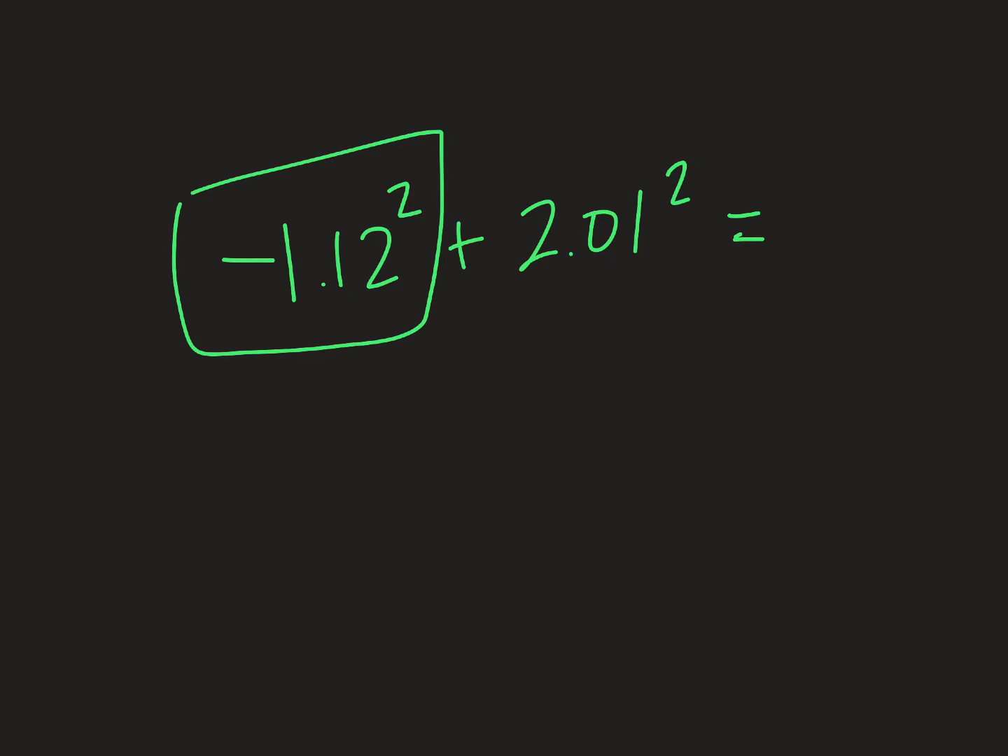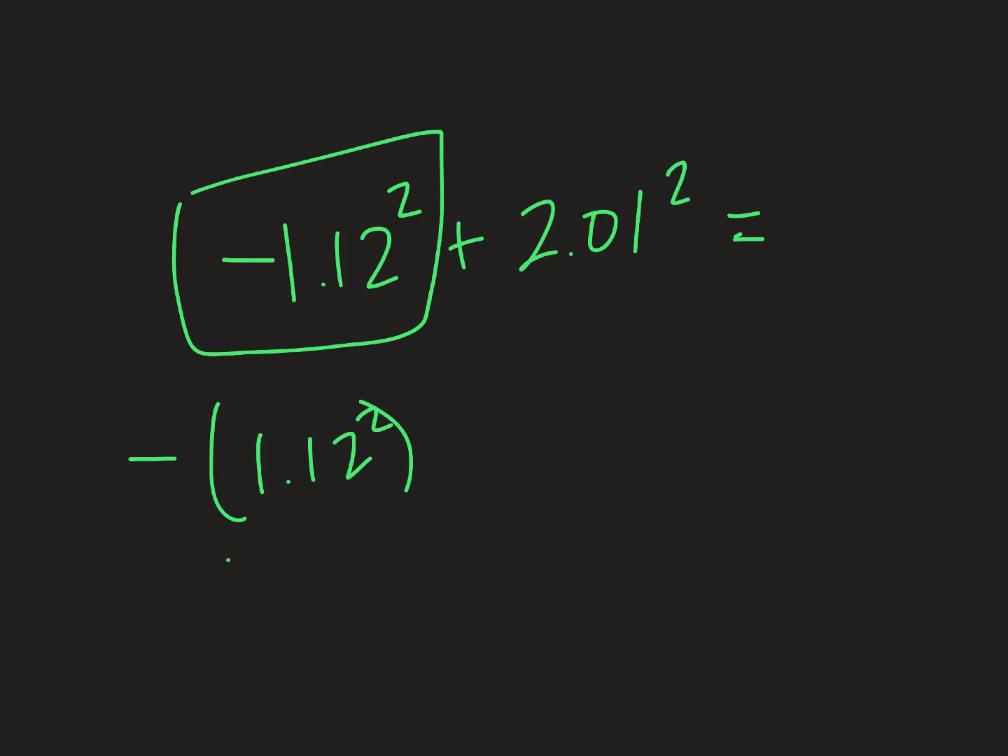Here's a horrible thing. Let's say one of our vectors was negative, like negative 1.12, and the other was a positive 2.01, squared. If you put this in your calculator, it will compute the negative of 1.12 squared. It won't square the negative. Personally, I don't put the negative in the calculator, because what do you get when you square a negative number? Don't you get a positive number? And so it doesn't make a difference.